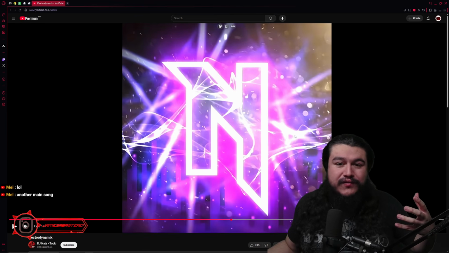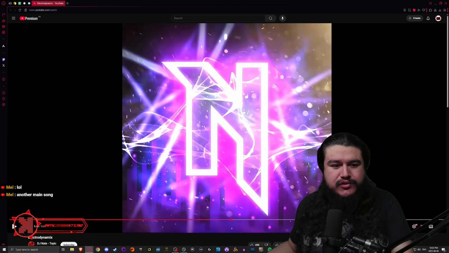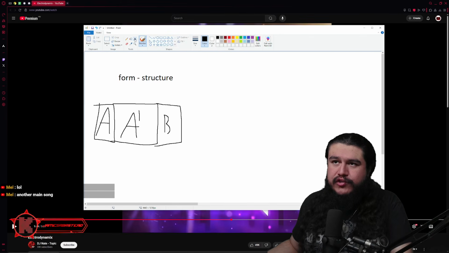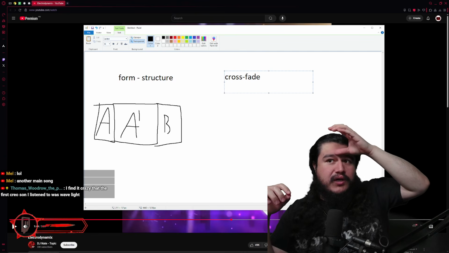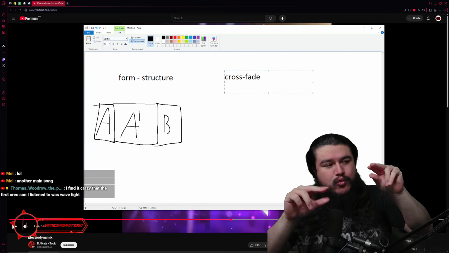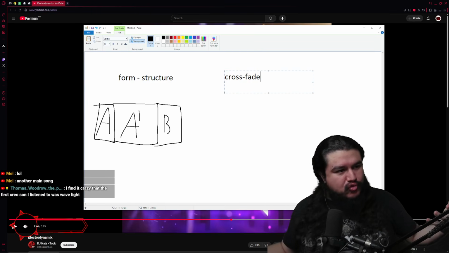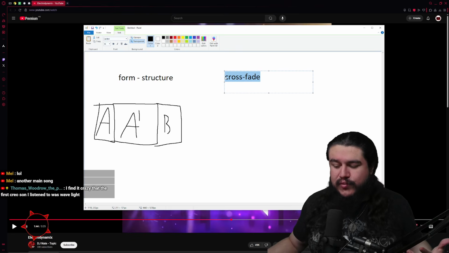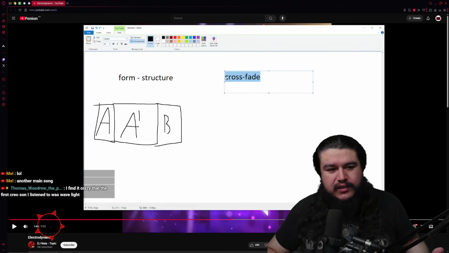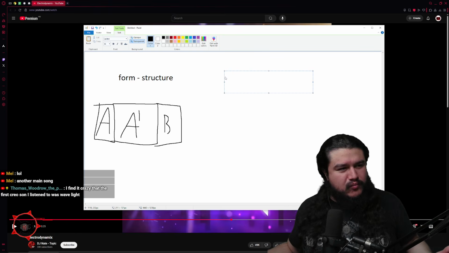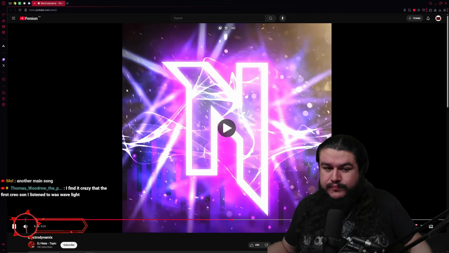What I would have done there, I would have done a crossfade. A crossfade, by the way, is when you lower the volume of one track while raising the volume of the other, giving you a cross section. It's a little bit smoother. This was still good. I just think that it could have done a crossfade and it would have been a little bit more effective. It still works. So let's see where this goes.